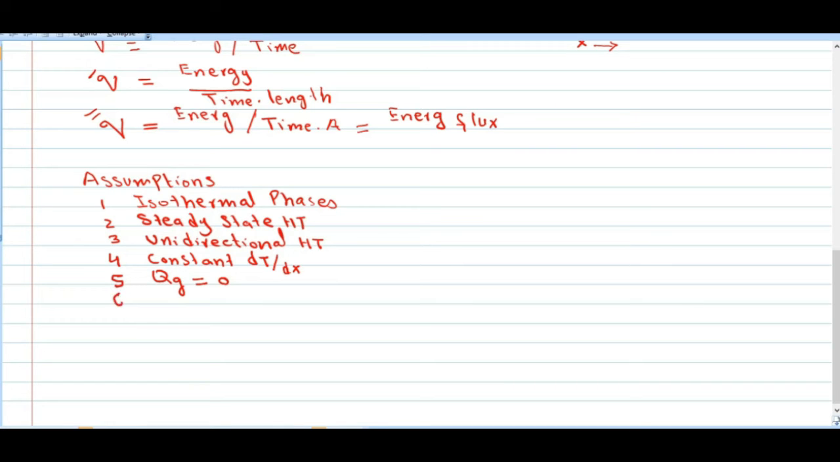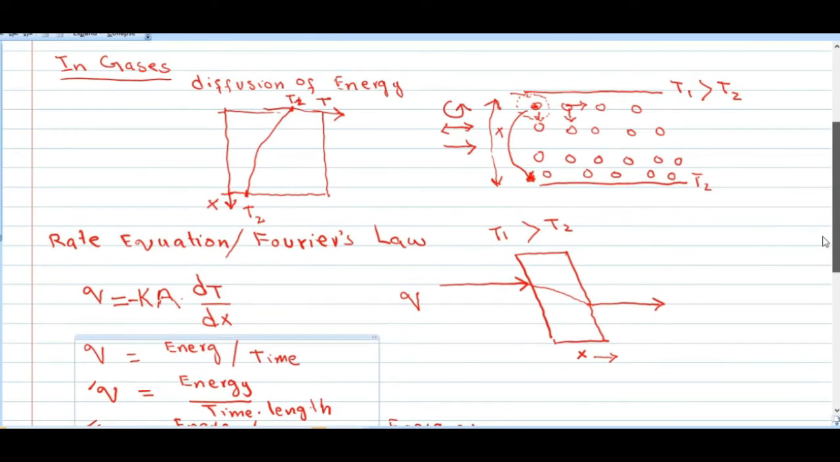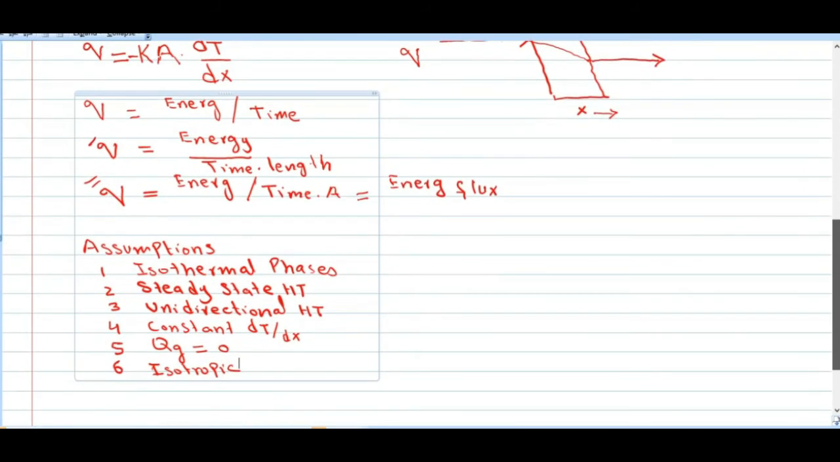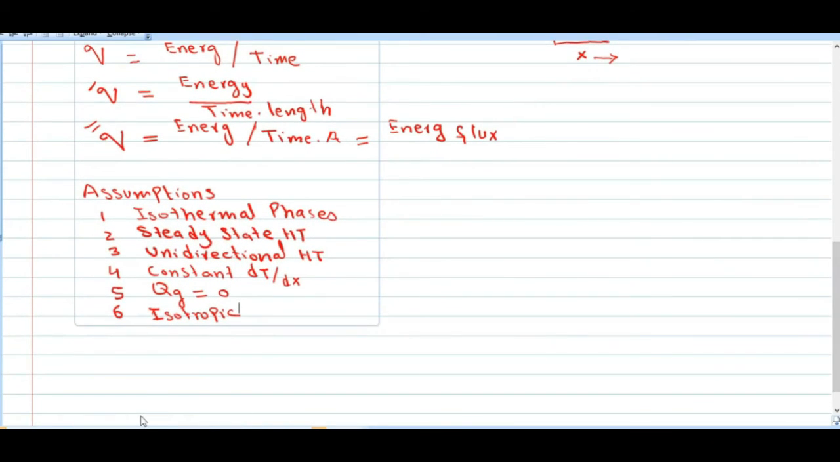And the last assumption is that the material should be isotropic. It means the thermal conductivity of the material should be constant in any direction: in the x direction, y direction, as well as z direction. The thermal conductivity should be constant.